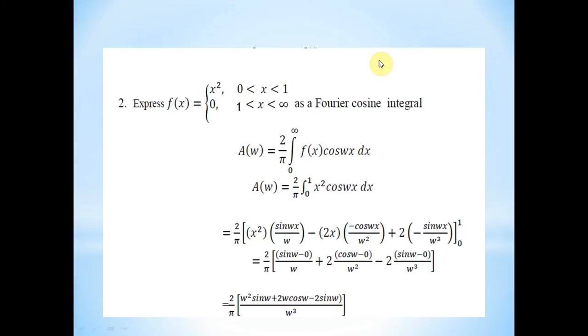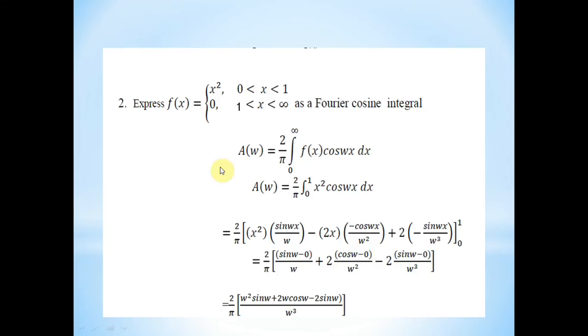Now the second question: express the function f of x is equal to x square for 0 less than x less than 1, and equal to 0 for 1 less than x less than infinity, as a Fourier cosine integral. So again we have a problem from the Fourier cosine integral. So write down the value of a of omega. A of omega is equal to 2 by pi integral 0 to infinity f of x cos omega x dx.